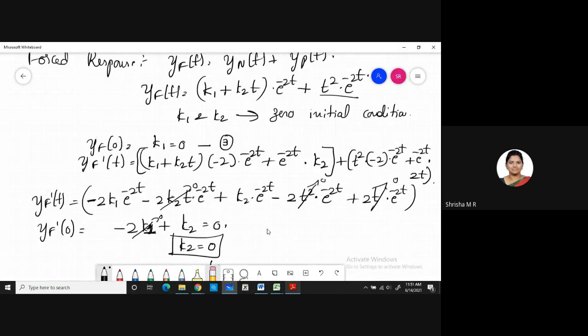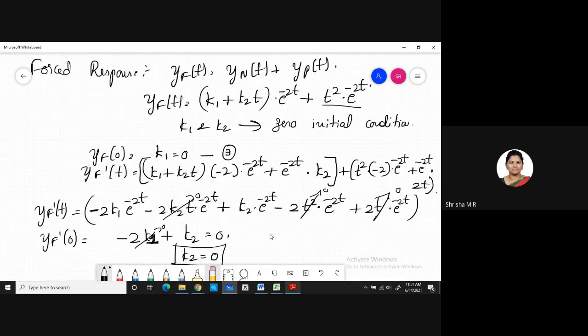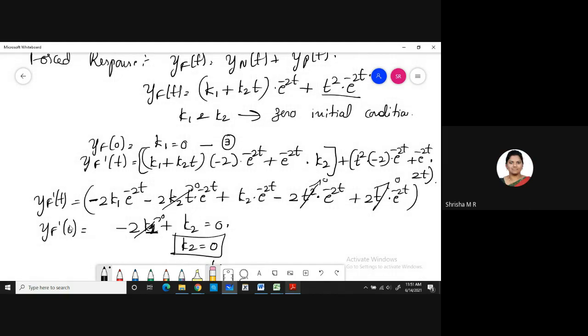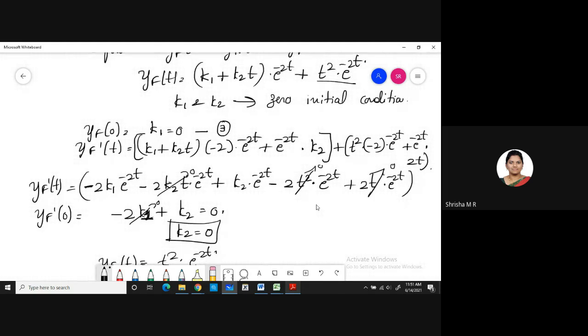Wait. See, this is forced response, right? When will you use the initial conditions? While finding natural response. When you're finding forced response, assume 0 initial conditions. Okay? Then that will be 0 only, ma'am. You equate it to 0. Yf dash of 0 equated to 0. Yf of 0 also equated to 0.